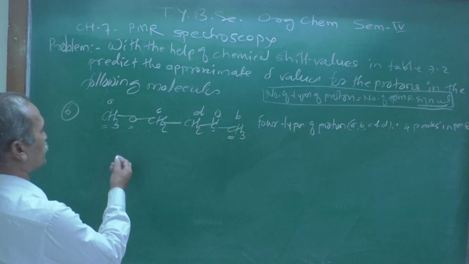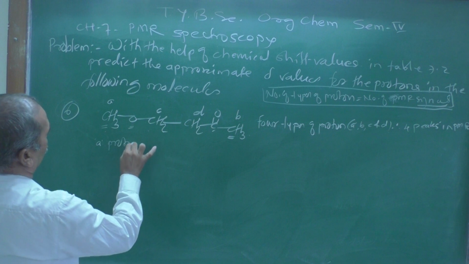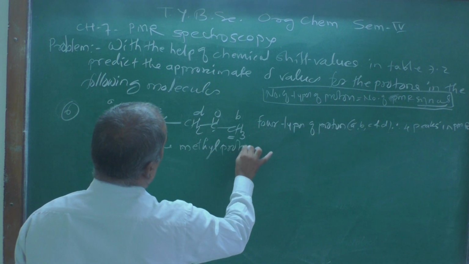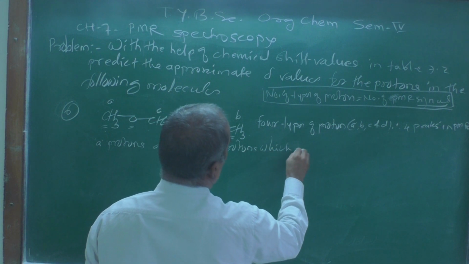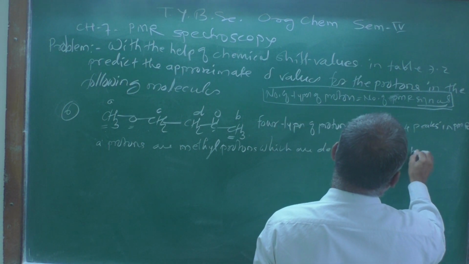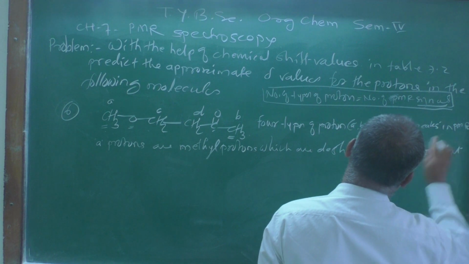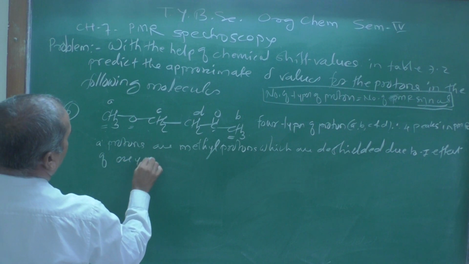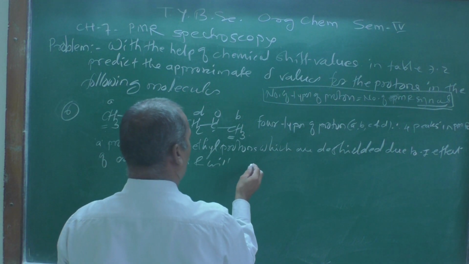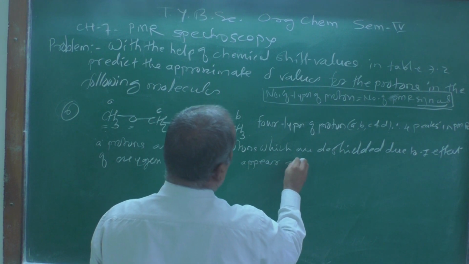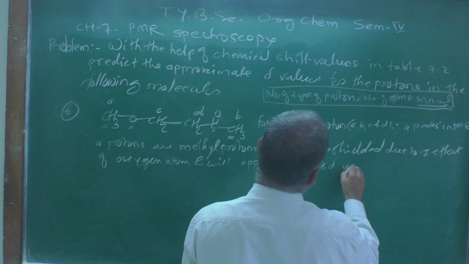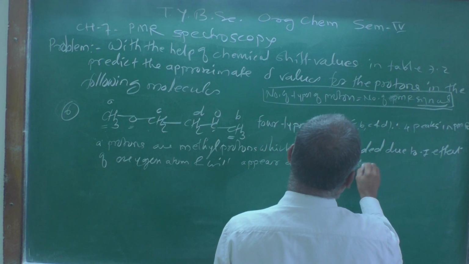Now, justification. A protons are methyl protons which are de-shielded due to the minus I effect of the oxygen atom and will appear at 3.8 delta or ppm. That's it.